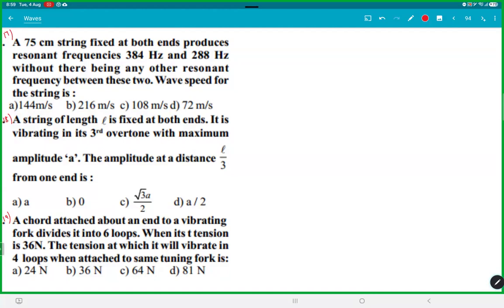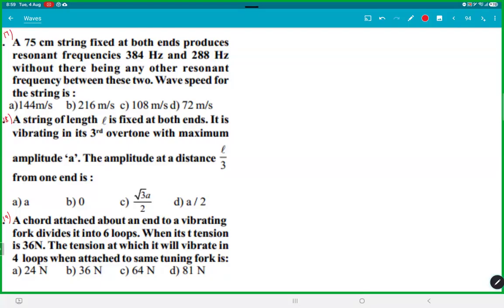Look at the first one. A 75-meter string is fixed at both the ends, produces resonant frequencies 384 and 288, without there being any other resonant frequency. So between these two frequencies, there is nothing else. Matlab, these are two consecutive harmonics. The difference between them must be one harmonic. So 384 minus 288 is fundamental frequency. So done. Once you got the frequency, you can use the formula and finish it off.